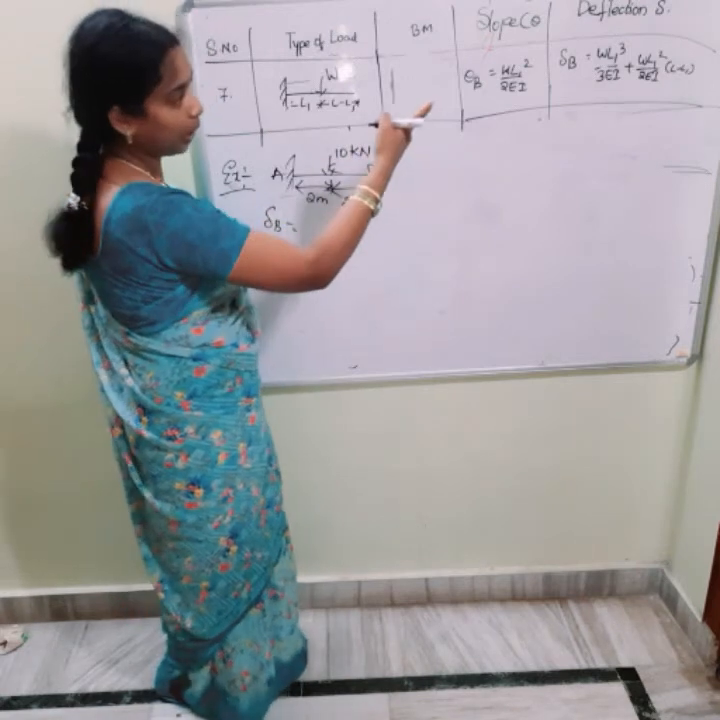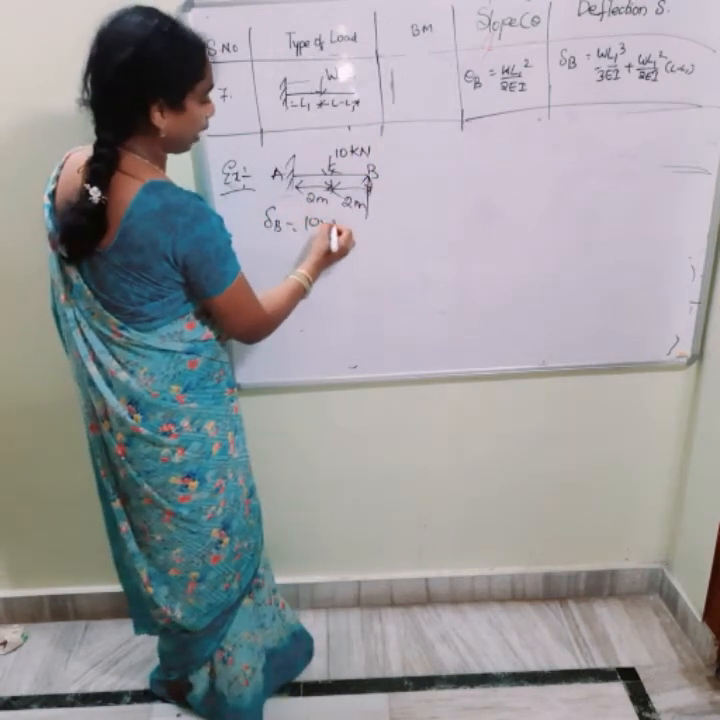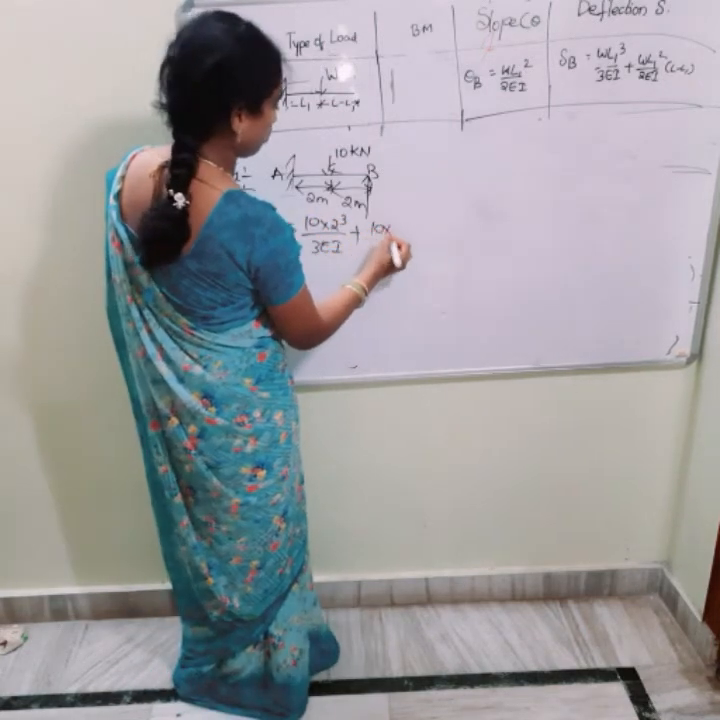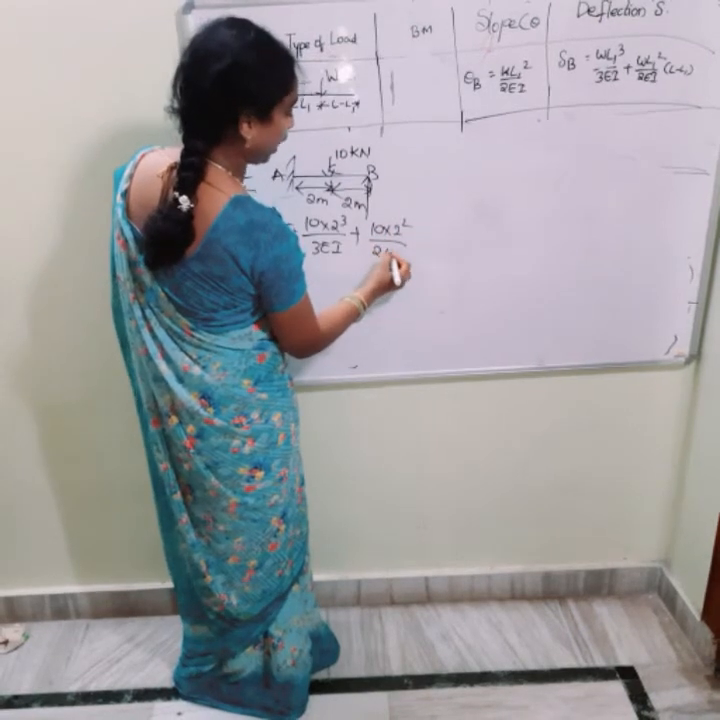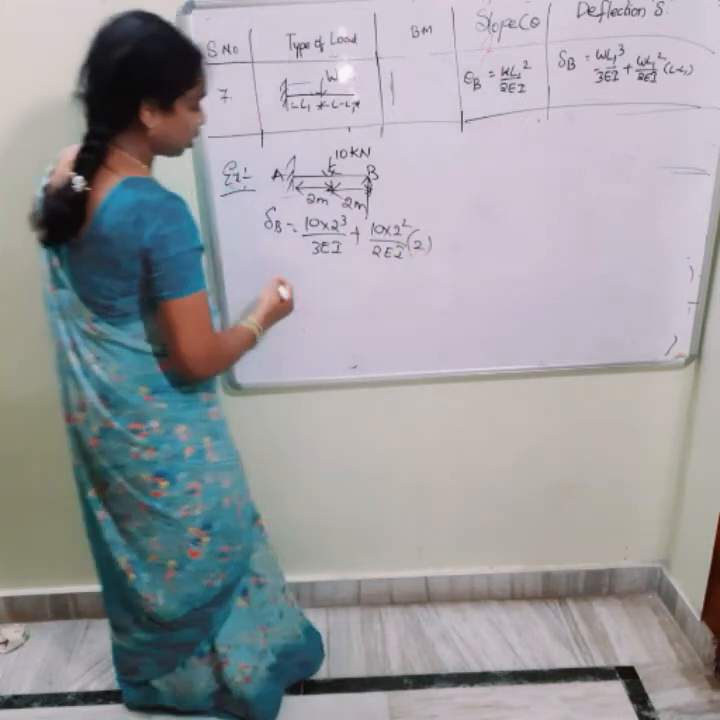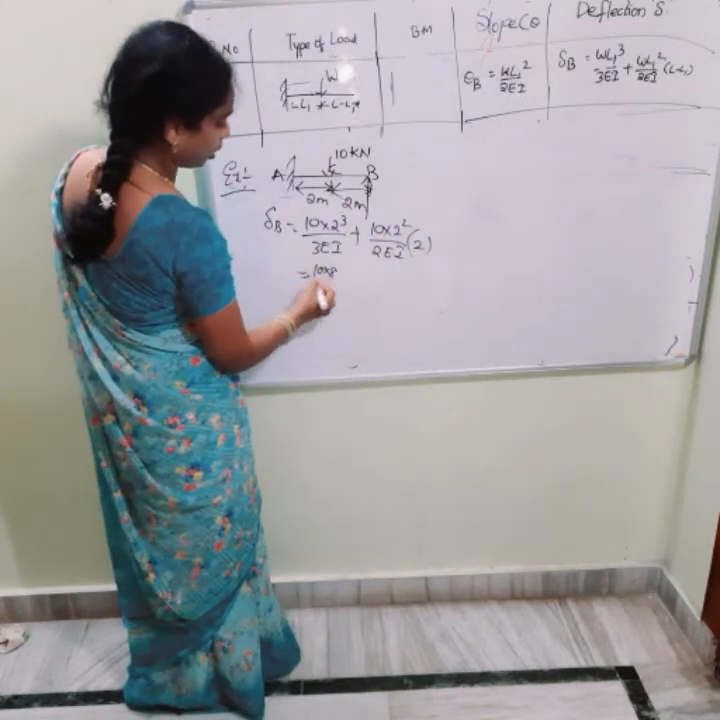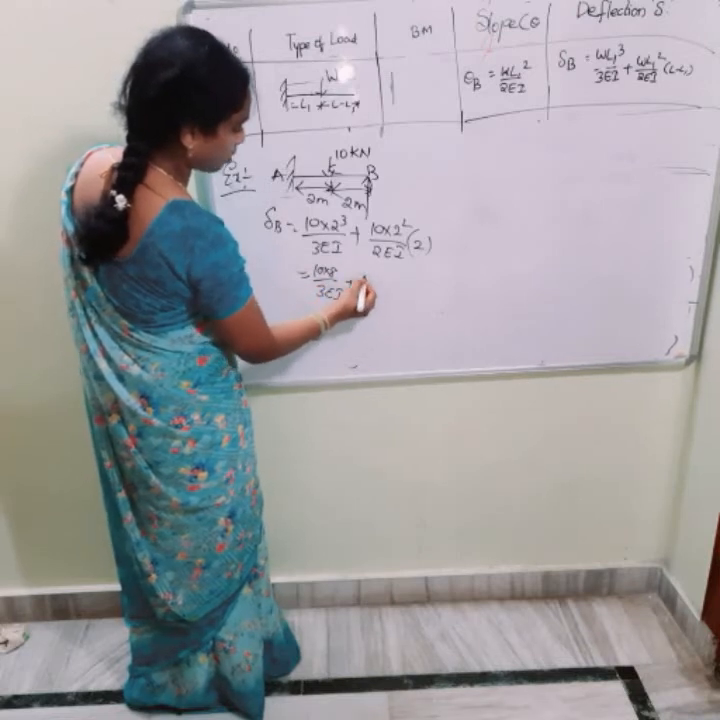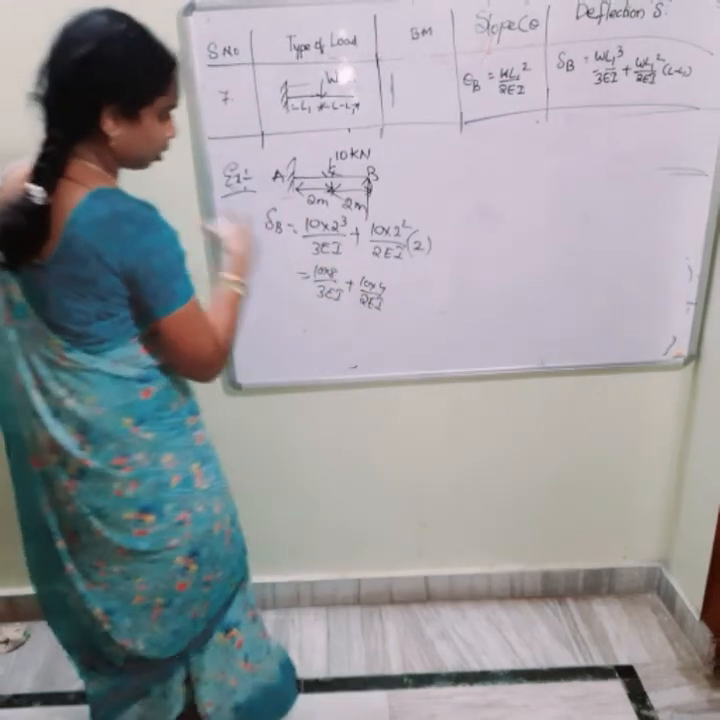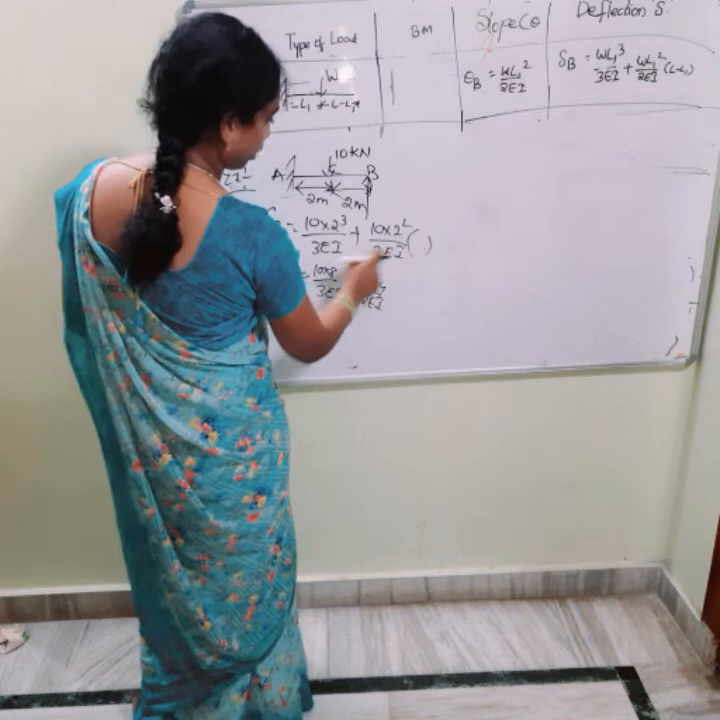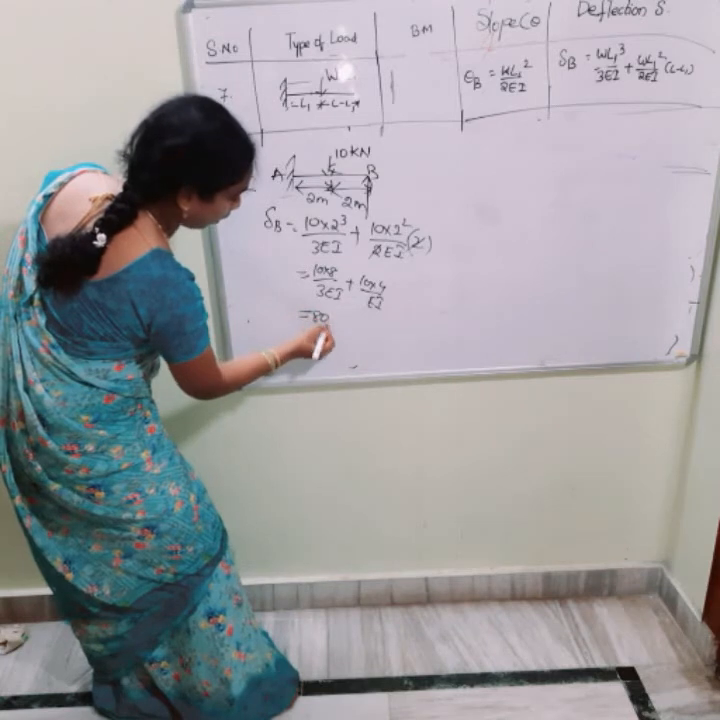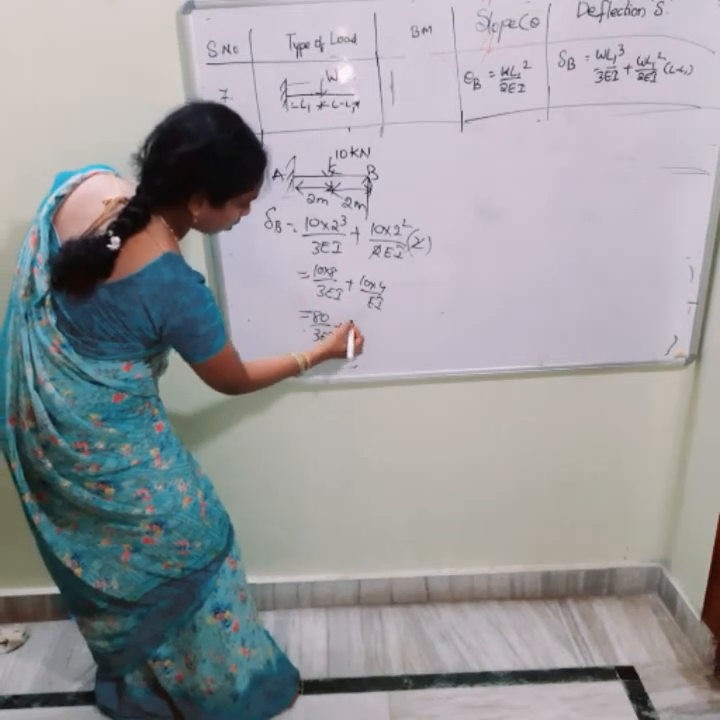Delta B is equal to W L1 cube by 3EI, so 10 into L1, how much? 2 cube by 3EI plus 10 into 2 square divided by 2EI. L minus L1 means overall length, how much? 4 minus 2, it is nothing but 2. So it is 10 into 8 divided by 3EI plus 10 into 4 divided by 2EI. Here I am cancelling the 2. So that it is 80 by 3EI plus 40 by EI.